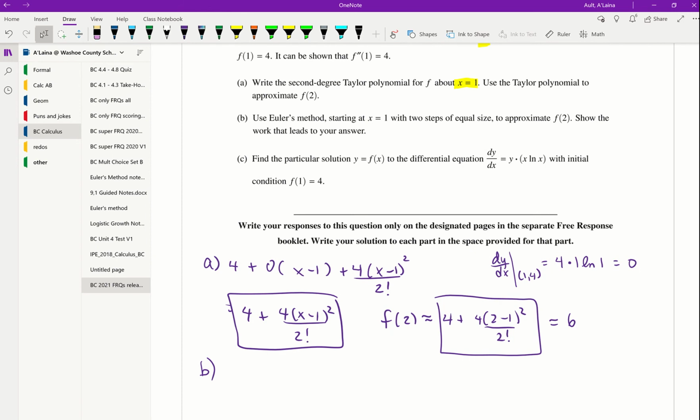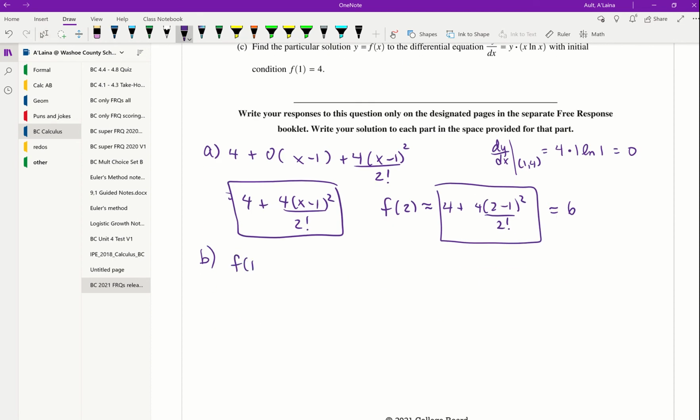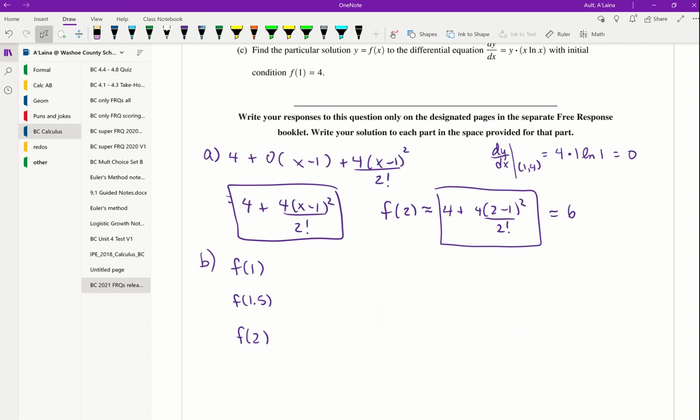Part B, use Euler's method starting at x is 1 with 2 steps of equal size to approximate f of 2. Show the work that leads to your answer. So we're going to start at f of 1. I want to end up at f of 2 with 2 steps, so my intermediate step would be to approximate f of 1.5. But they told us f of 1 is 4. And so that's where I start here, and I want to include the step size.